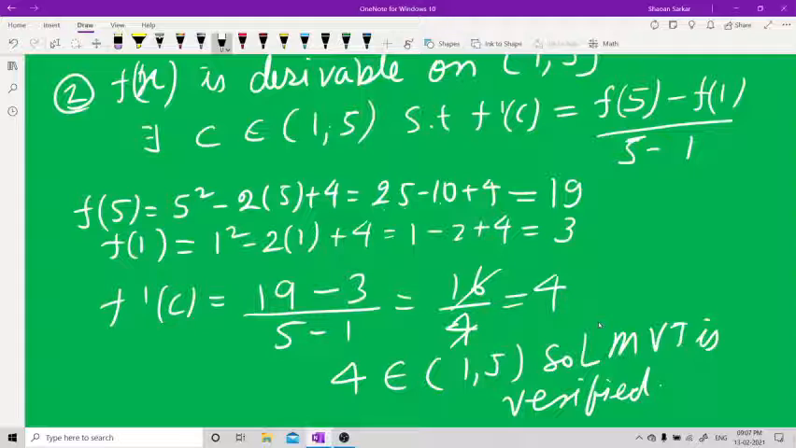Suppose I had got a value 6 or less than 1, then it wouldn't have lain between 1 and 5, and so LMVT would not have been verified. Listen again. Suppose instead of 4, I got 5 or 0.5 or 6 or anything greater than 5, then this value will not lie between 1 and 5. In that case, LMVT is not verified.